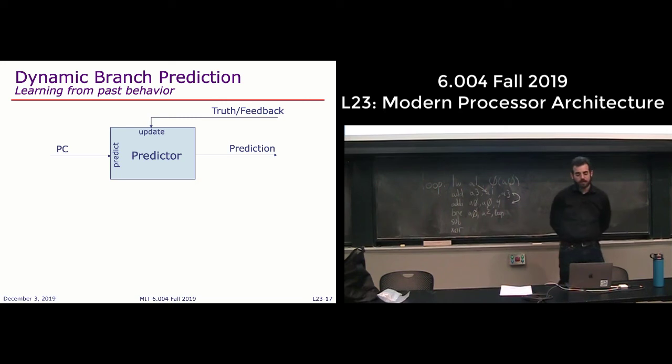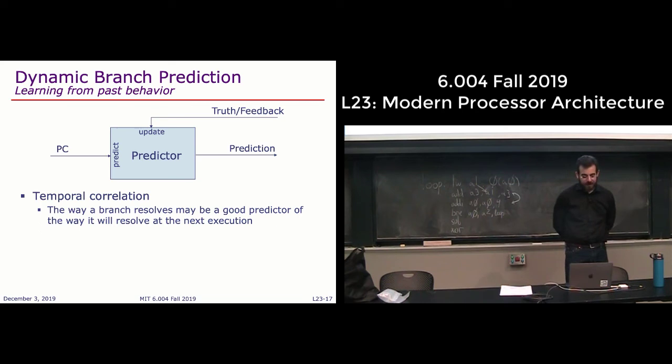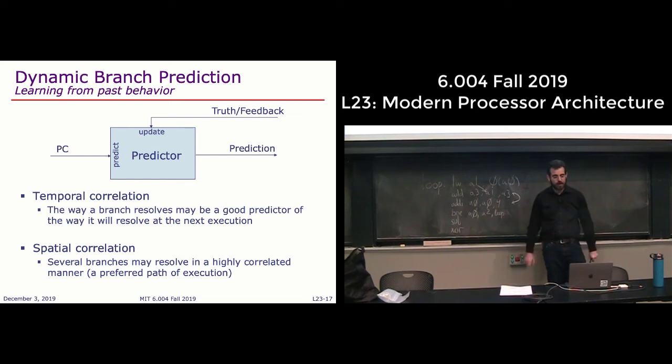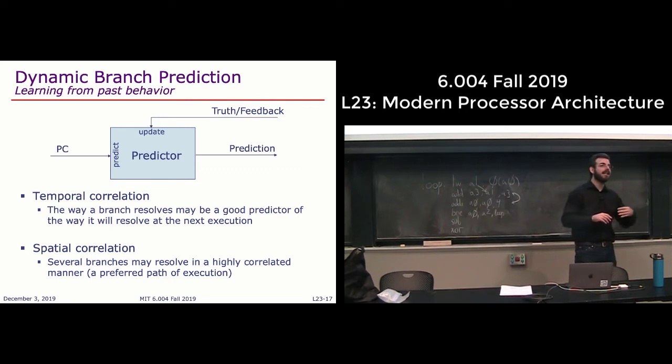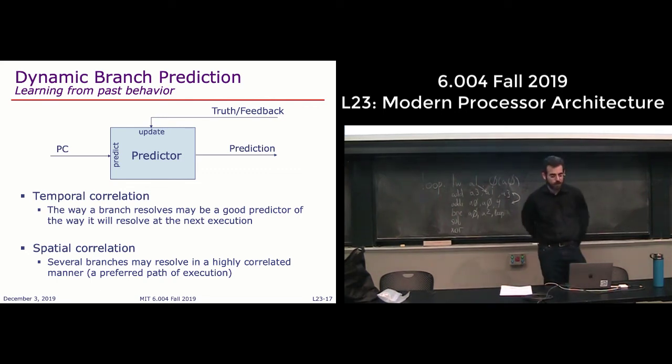So what most processors do is they guess the outcome of branches dynamically. And this works because you have locality, because you have temporal correlation and spatial correlation. Essentially, the way that a branch resolves is a good guess for how the same branch will resolve in the future. And spatial correlation, we won't see techniques that exploit it, but you can think of a likely path of execution. Sometimes you have branches that are related, if conditions that are related, so you can guess that if a branch is taken, then some other nearby branches are also going to be taken or not taken. They're essentially correlated.